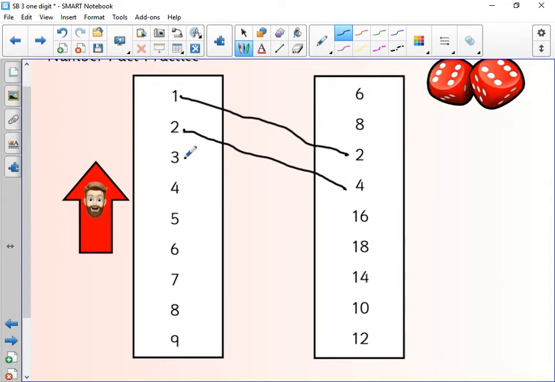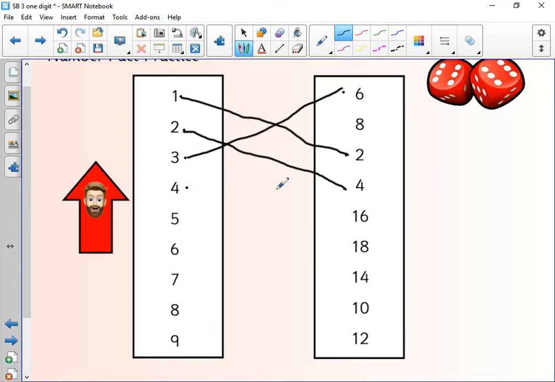Now let's find the answer to double 3. I'm going to start at the bottom this time. Is 12 double 3? No. Where is it? Where's the answer to double 3? Can you see it? Shout stop when you can. Brilliant. Double 3 is 6.